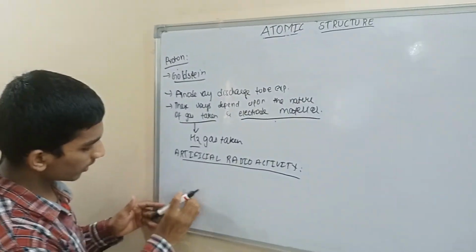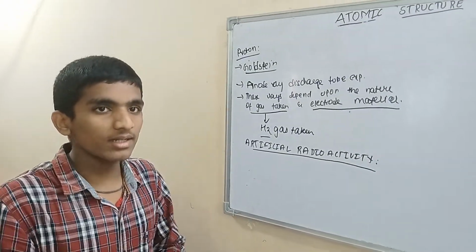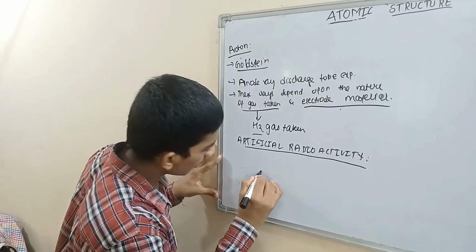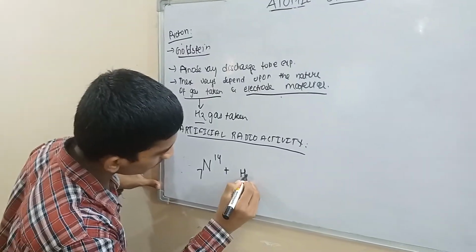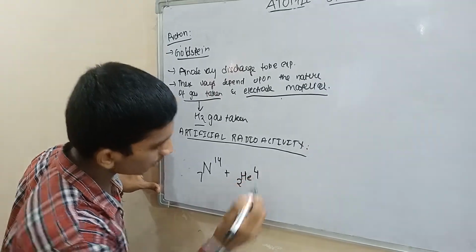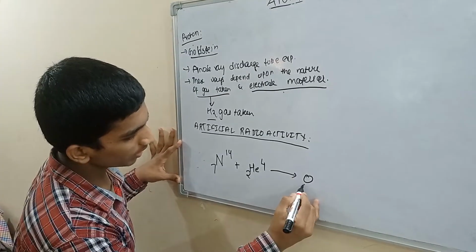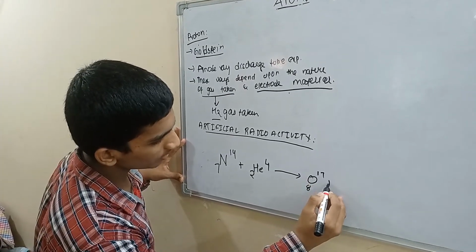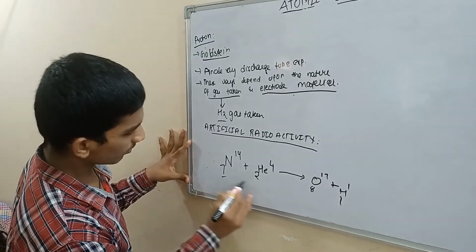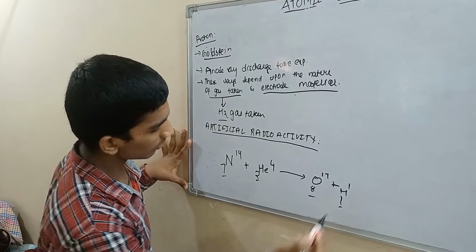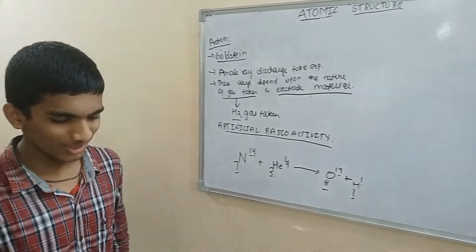Take nitrogen. When nitrogen is bombarded with helium, we get protons. Nitrogen 7,14 plus He 2,4. What do we get? An oxygen isotope O 8,17 plus 1H1. 7 plus 2 is 9, 8 plus 1 is 9. 14 plus 4 is 18, 17 plus 1 is 18. Just showing like that.